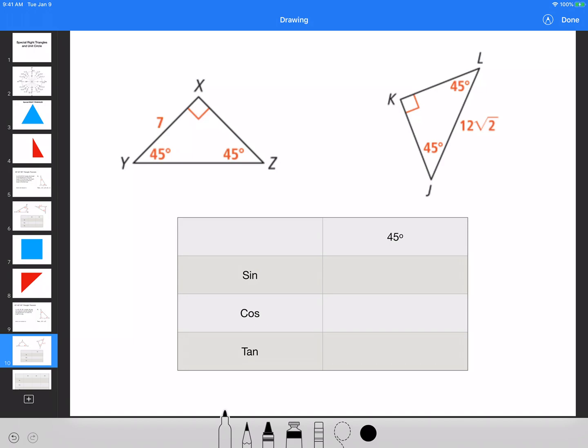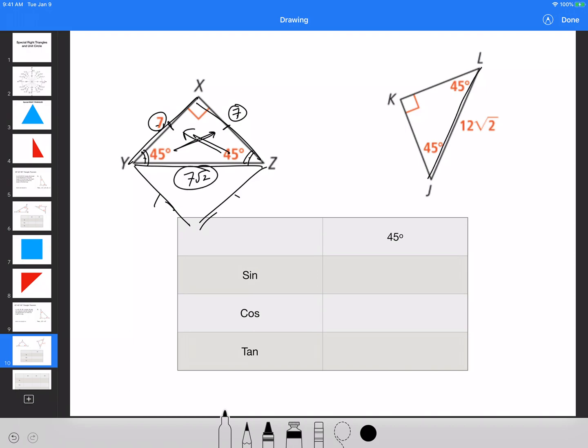Okay, now that you have the answers, this side and this side should be exactly the same, because if you complete the square, all four sides should be the same. So if that's 7, that's 7. Another way to look at it: if that's 45 and that's 45, the isosceles base angle theorem states that if the base angles are the same, then the sides opposite those angles are the same. So if that's 7 and 7, what would this side be? 7 root 2. Simple as that.